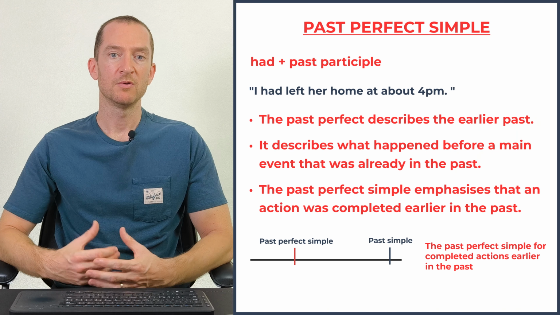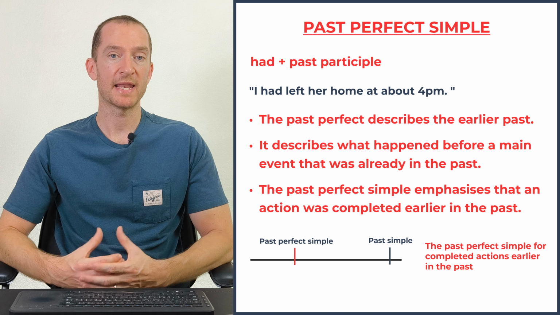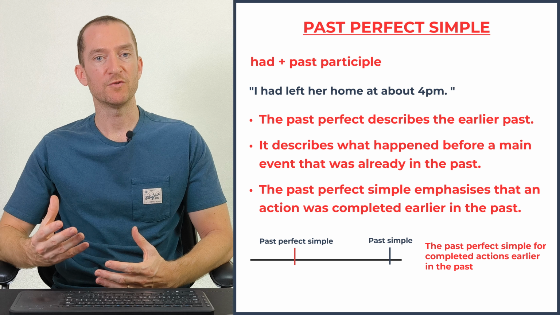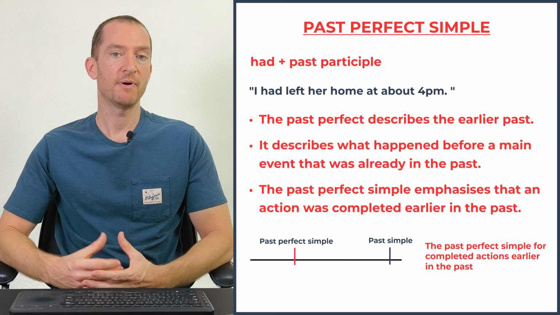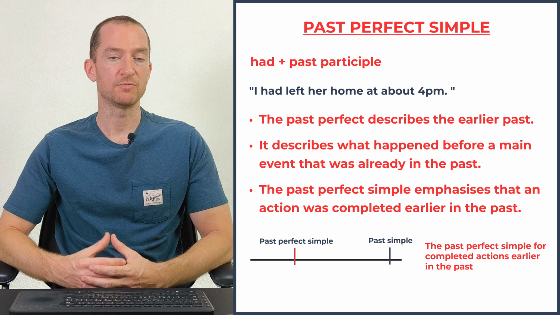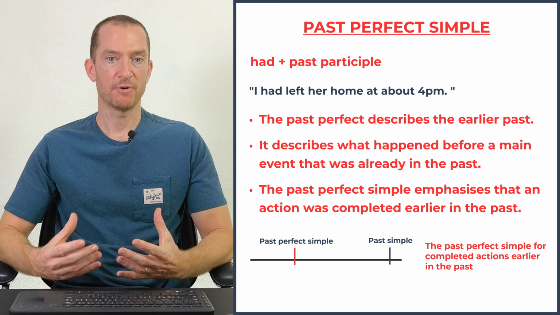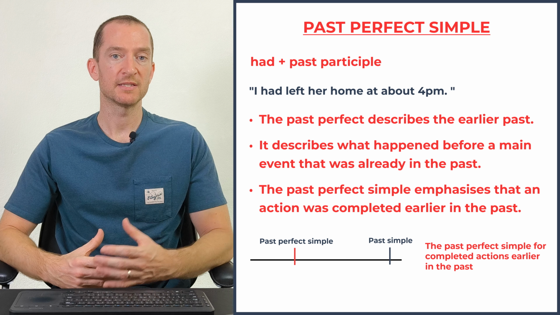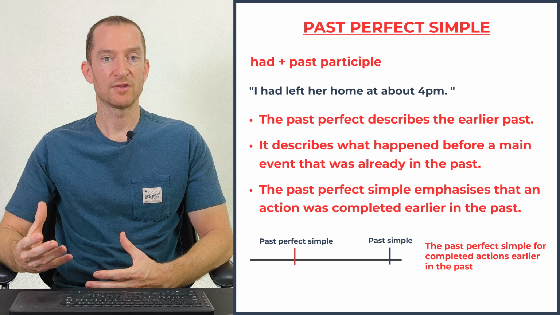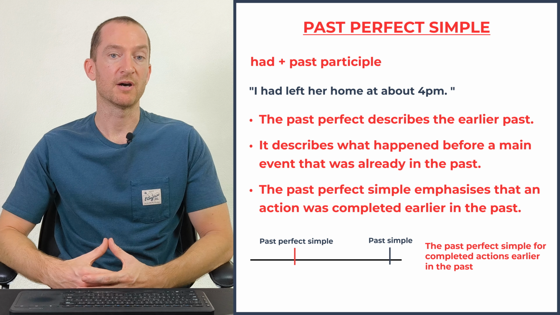The next narrative tense is the past perfect simple, which is formed with had plus the past participle. We use the past perfect to talk about an action that happened before another action that was already in the past. So the past perfect is usually combined with the past simple. The past simple puts the story in the past, and then the past perfect takes the listener further in the past to an earlier past.